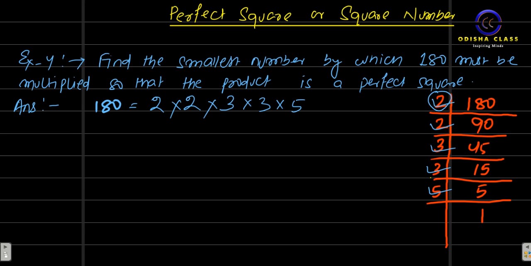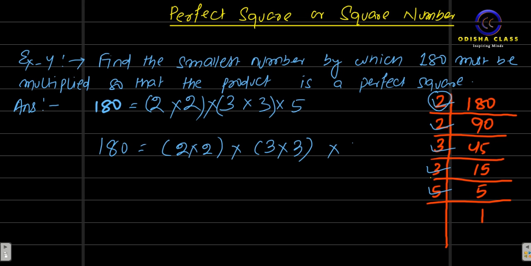We are grouping the same numbers. Here we'll start grouping 2 and 2, here 3 and 3. Then 180 will be 2 into 2 into 3 into 3 into 5. For a number to be a perfect square, it should be possible to pair all its prime factors.